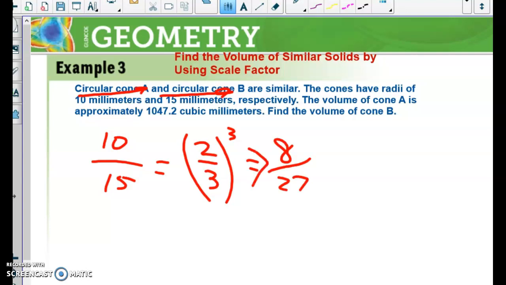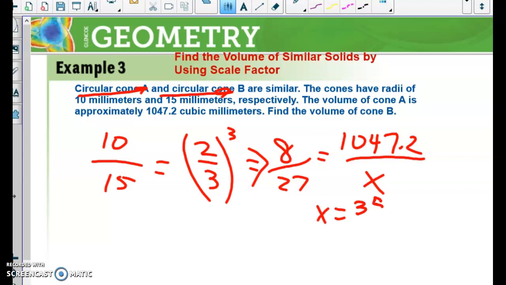And then they tell me that the volume of A, which was the top, so we have to use the volume ratio with that number to get it. So I'm going to take 27, do my cross products, times 1047.2 and divide that by 8, and I get that the volume of the second one is 3,534.3 millimeters cubed. Always have labels.